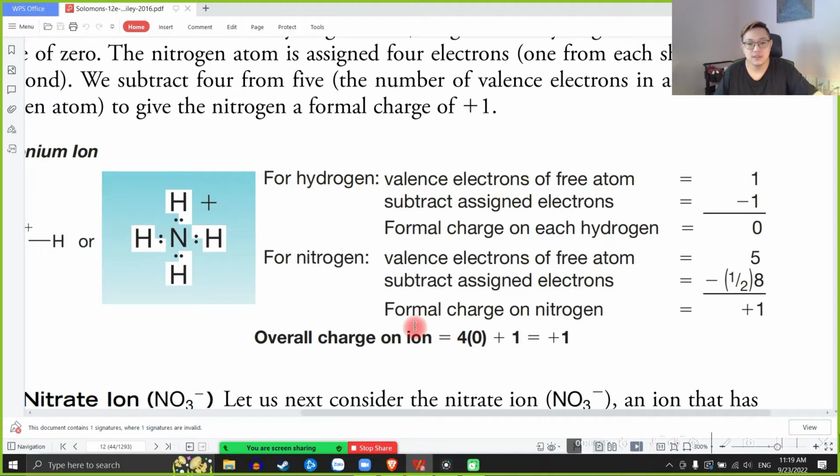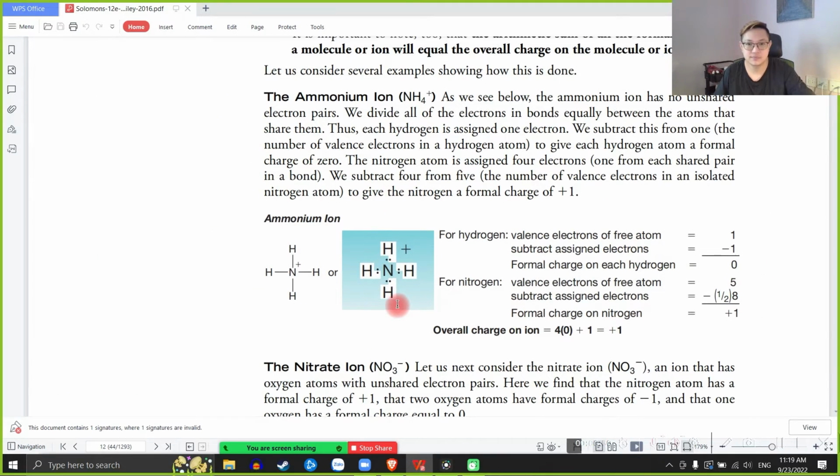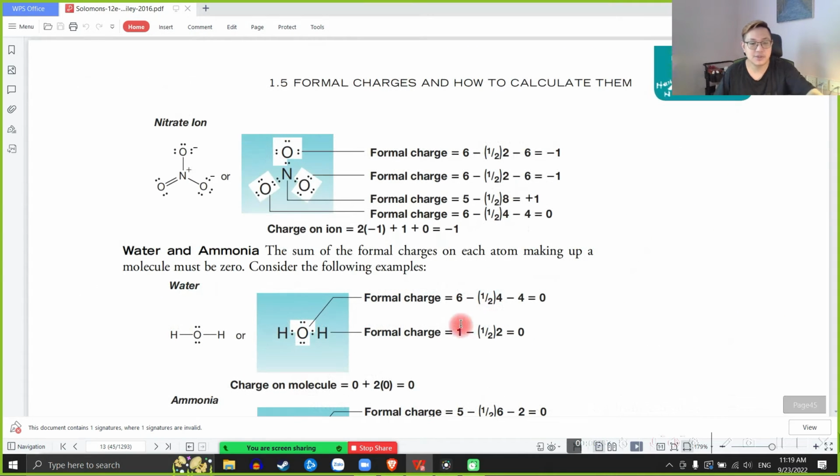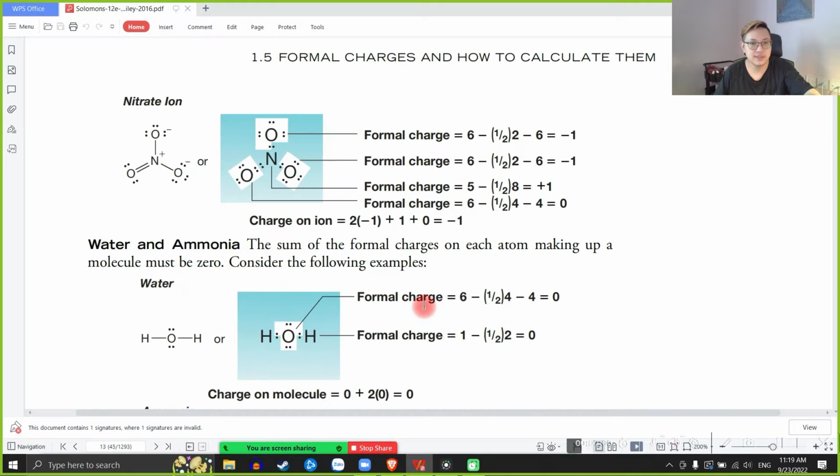Okay, now try the nitrate ion. Okay, let's try this case now. Can you explain this? Okay, let's look at oxygen first. Look at each oxygen first. So we have this case, the nitrate ion. So let's look at the oxygen on the top. What do you see?